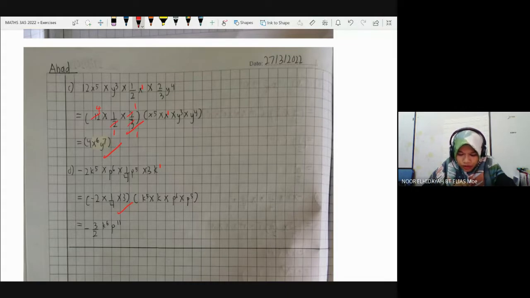Okay. Alright, and then k to the power of 5 times k power of 1 times p power of 6 times p power of 5. So you solve this one, simplify. This one will be negative 1. So negative 3 over 2. Okay, cara tulis yang betul. Negative 3 over 2 betul. Cara letak negatif tu. K power of 6, p power of 11. Okay, good. Right.